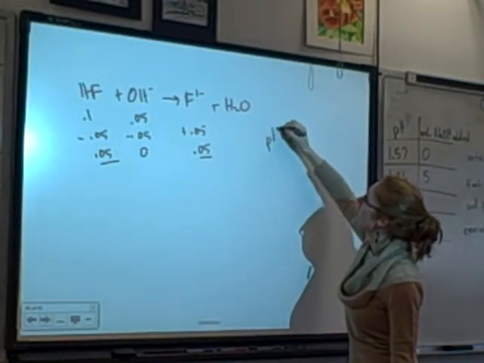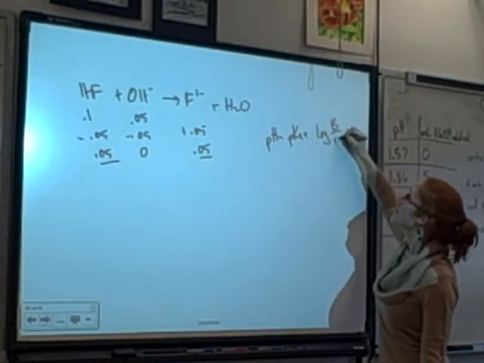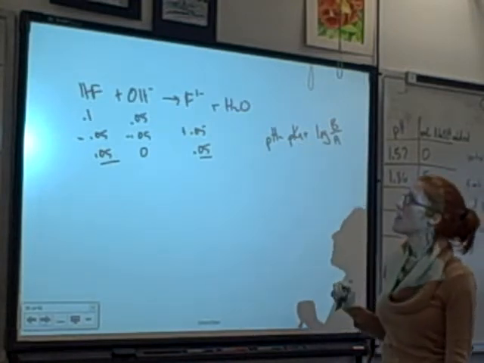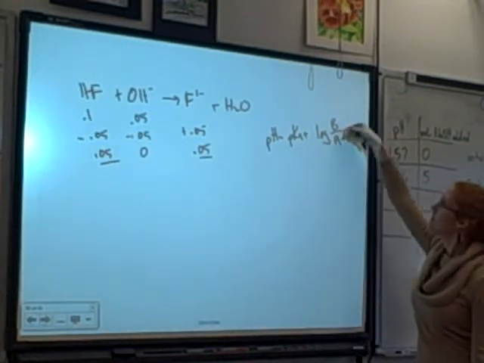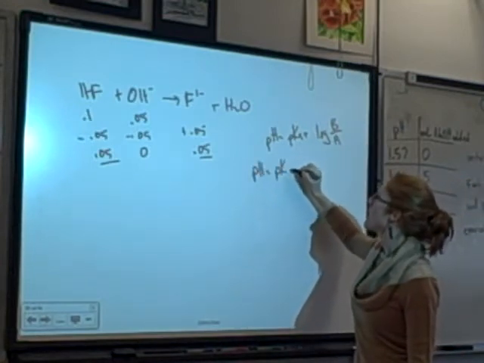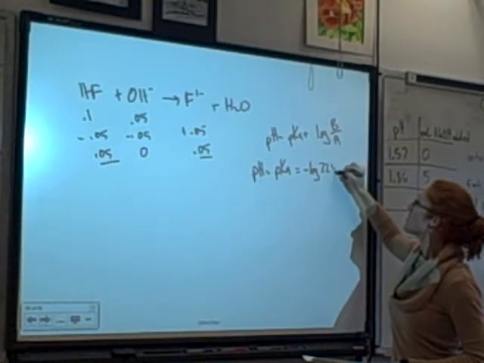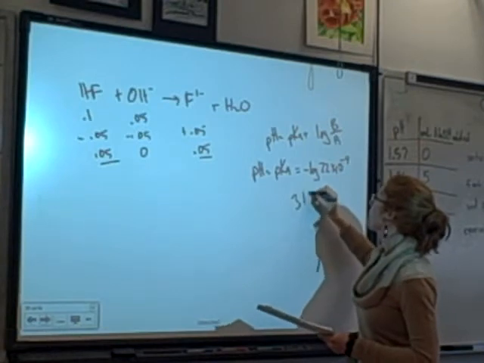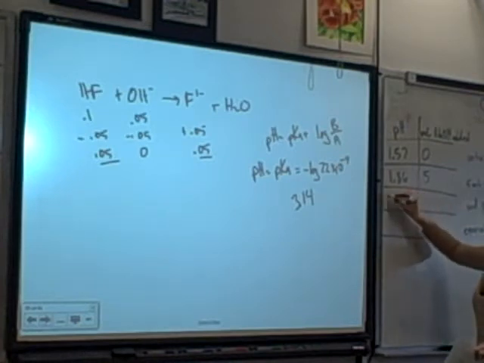So for buffers, pH equals pKa plus log of the base over the acid. And this is that special condition where we're at the midpoint, and at the midpoint, pH just equals pKa, because this log right here is going to be 0.05 over 0.05. So that's log of 1. Log of 1 is 0. So pH just equals pKa at the midpoint. And in this case, that's going to be the negative log of the Ka, 7.2 times 10 to the negative fourth. I think it was 3.14. So 3.14 is our pH. So I can put that in as my pH at the midpoint, 3.14.